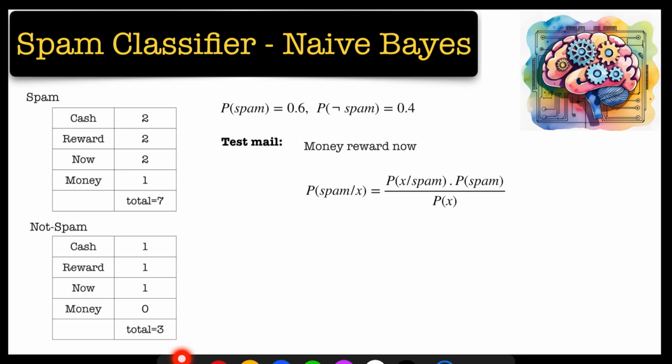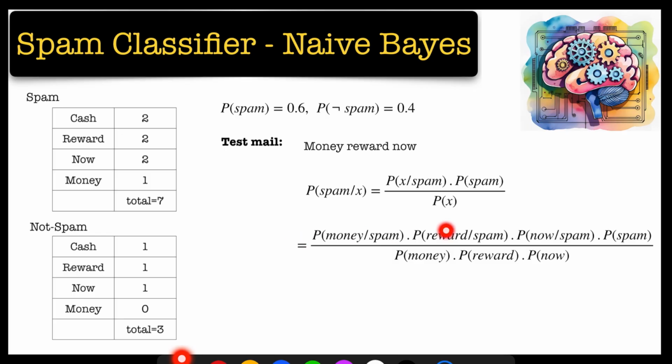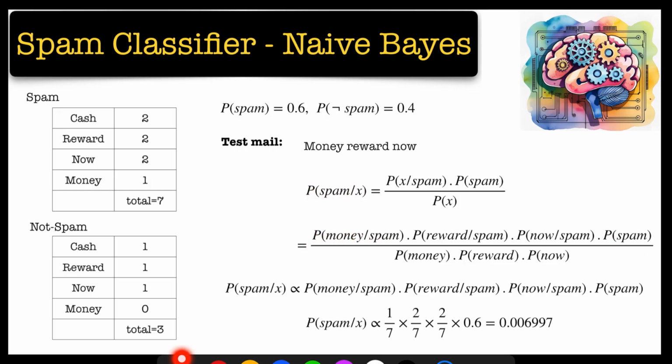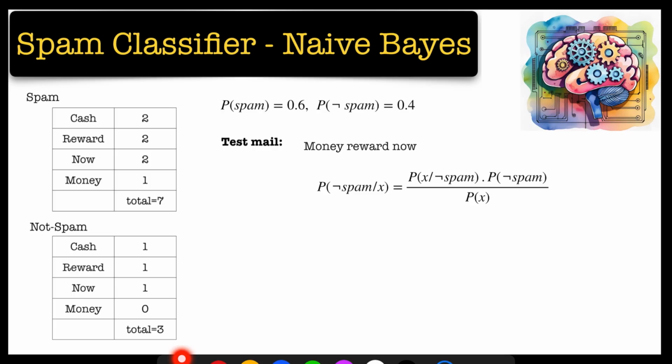So let's see how now the test email is money reward now. Okay, so probability of spam given x will calculate and probability of not spam given x will calculate. Probability of spam given x we can calculate using Bayes theorem. We will expand just like how we did earlier, and this probability of spam given x will be proportional to this numerator thing. We'll just place the probabilities here. We get this number 0.006997. We are good here. Now let's calculate the probability of not spam given x for this test mail. Money reward now.